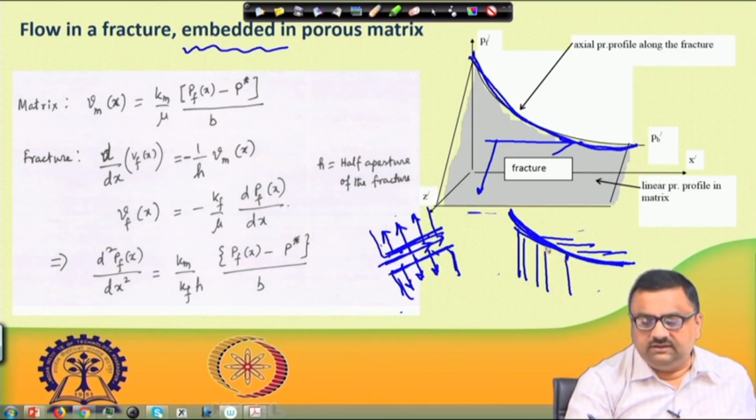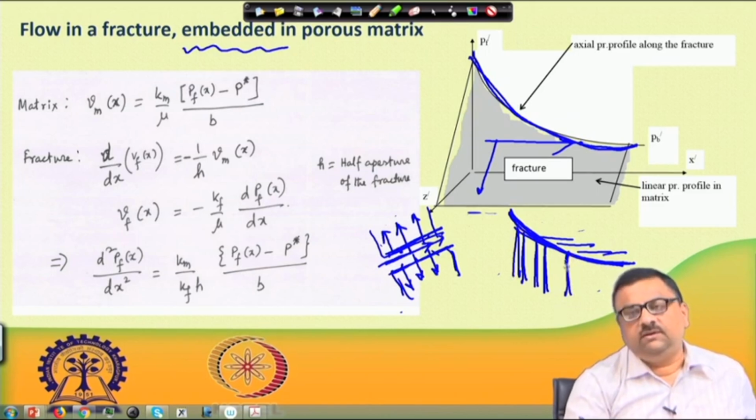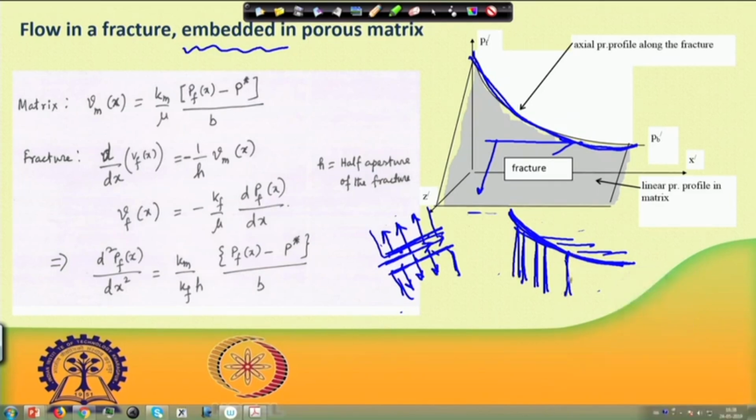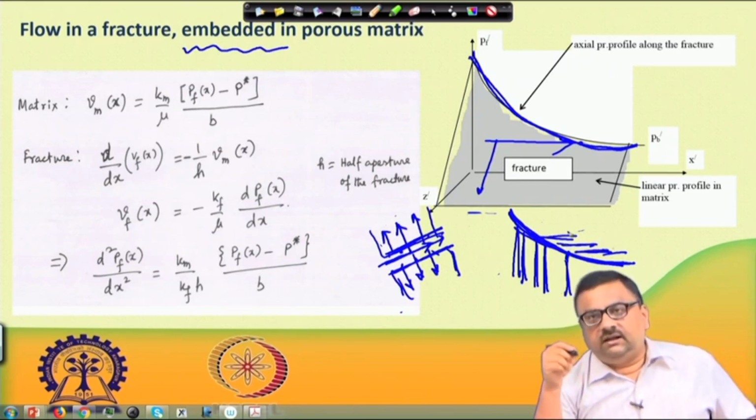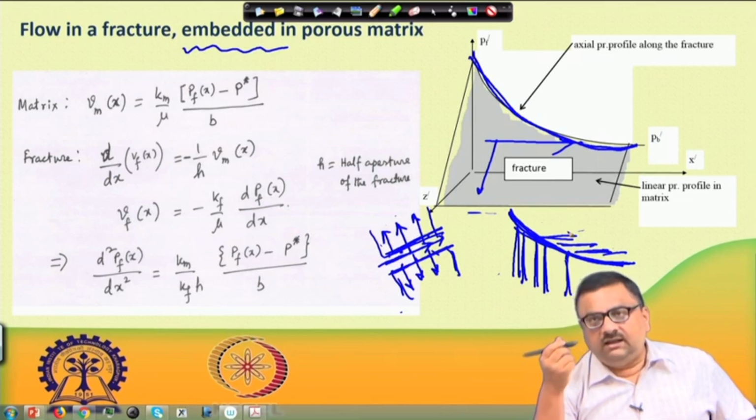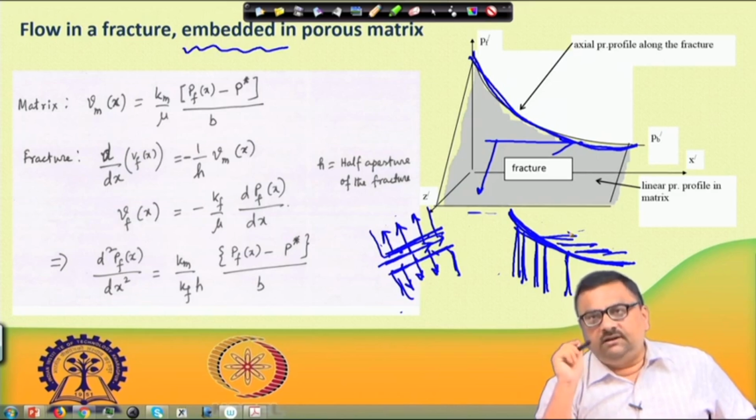So, if I follow these lines here, this is the pressure profile in the matrix. Here pressure is higher, there pressure is lower. So, there would be flow from fracture into the matrix, and here also flow from fracture into the matrix. This is what we refer to as so-called bilinear flow: one linear flow along the fracture, another linear flow perpendicular to the fracture and into the matrix.